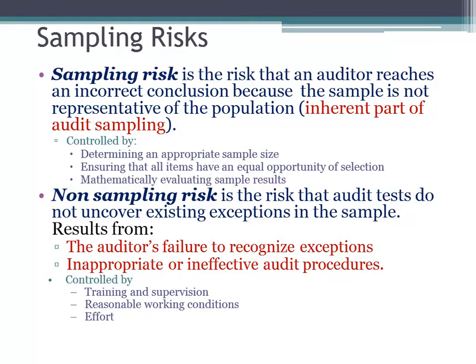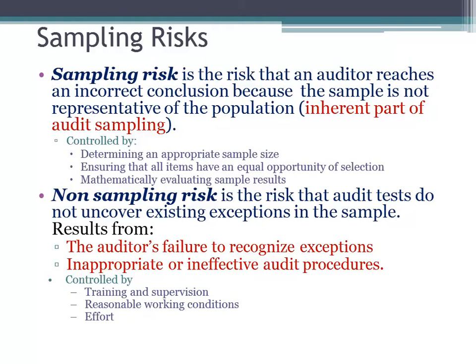If the auditor selects shipping documents and ties those back to the sales journal, that's an ineffective audit procedure to test occurrence. That only tells you that all of the valid items have been included in the sales journal. It doesn't tell you that the sales journal only includes valid sales, right? So that's an ineffective audit procedure to test occurrence.